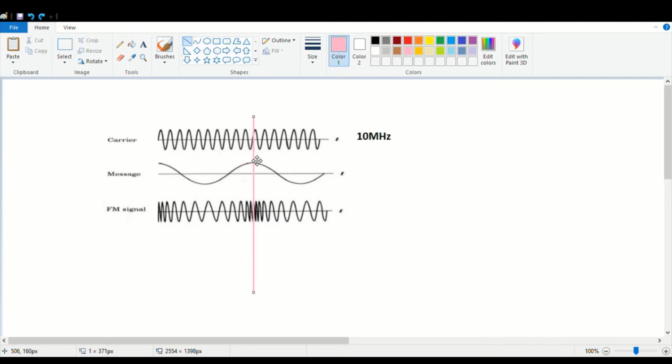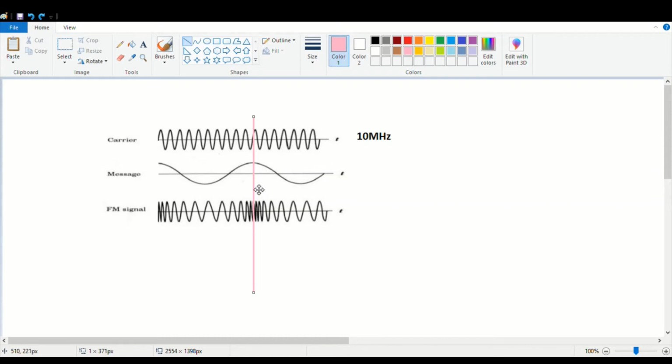So now here I have placed the line exactly at the positive peak of the message signal, and at the corresponding location on the FM signal, what you observe is that the frequency of the signal is at its maximum. The amplitude of the message signal is at its maximum, and the corresponding frequency of the FM signal is also at its maximum.